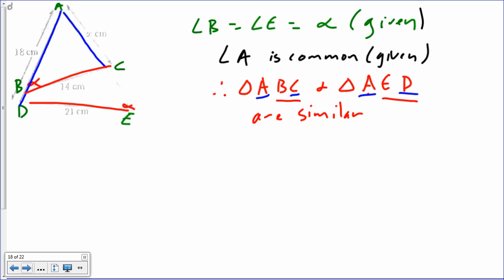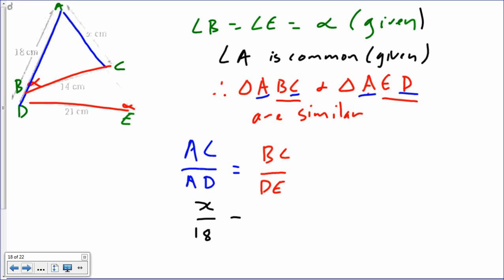Our unknown is AC, so I'm going to put that on the top line, so let's do that in blue because that's what I've written it on the triangle. AC over AD equals, and in red we've got BC over DE. So when we substitute in, we're going to have X over 18 equals 14 over 21. So X equals 14 times 18 over 21. So X equals 12 centimeters.